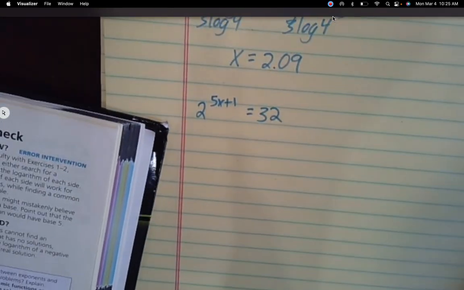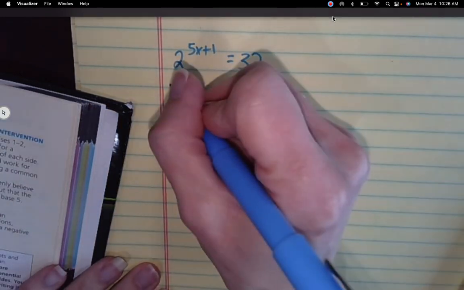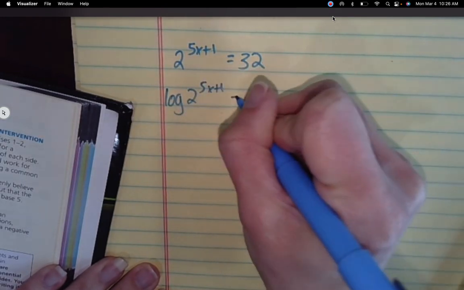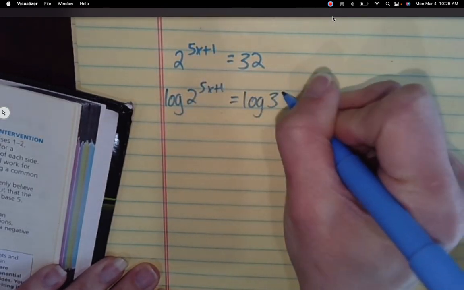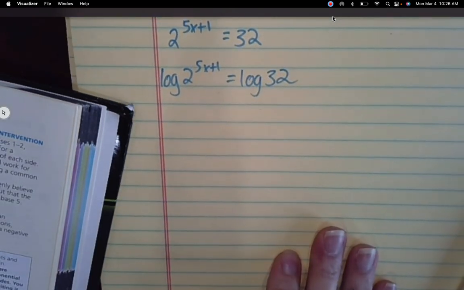Y'all, listen real quick. Do y'all want me to solve it the first way where I get the same base, or do y'all just want me to use the log? The log way? Okay, that way we just keep it consistent. So does everybody see I have an exponent with my variable? The only way to bring it down is if it was a logarithm. So that's why I make it a logarithm. What you do to one side, you do to the other. You'll see how this one's a little bit different than the other.